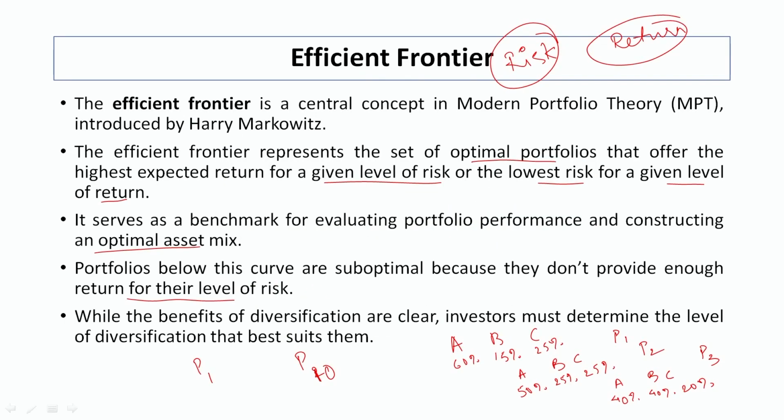So I have shown you the picture of the efficient frontier. Now you are able to understand what we are talking about. While the benefits of diversification are clear, the investor must determine the level of diversification that best suits them. How much he wants to diversify, we are going to talk about in the asset allocation strategy, whether he is following a tactical strategy or a balanced strategy. Whatever strategy he is following, however he is developing his diversification, he needs to understand the basic concept that he needs to reduce the risk and maximize his return from a particular portfolio.